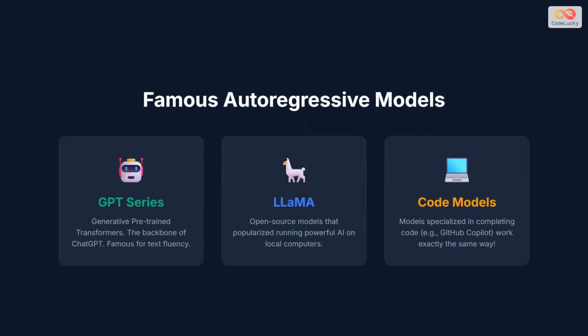You are likely already using these models. The GPT series, which powers ChatGPT, is the most famous example. The Llama models from Meta are another popular example, widely used in the open-source community. Even coding assistants like GitHub Copilot use autoregression to complete your code line by line.